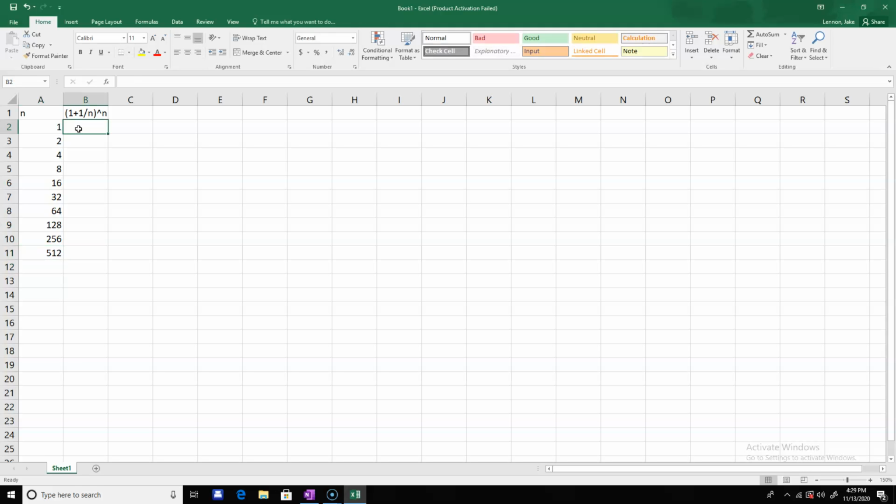Then we can fill in this expression using an Excel formula. So you do equals, and instead of putting n, I just click the cell to the left. So I do 1 plus 1 divided by, and then instead of typing n, I'm going to select the cell A2 next to it, and then I'm also going to raise it to this cell value. When I enter that, I'll be able to fill this down.